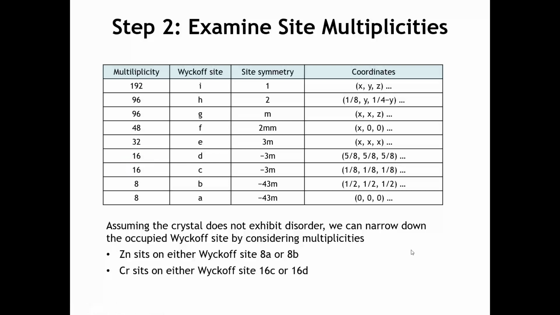Now we're left only with oxygen, and we know there are 32 oxygens in the unit cell, and by a similar kind of logic, we can't put oxygen on both 16C and 16D because one of those sites has chromium. So it tells us that the oxygen must go to site 32E.